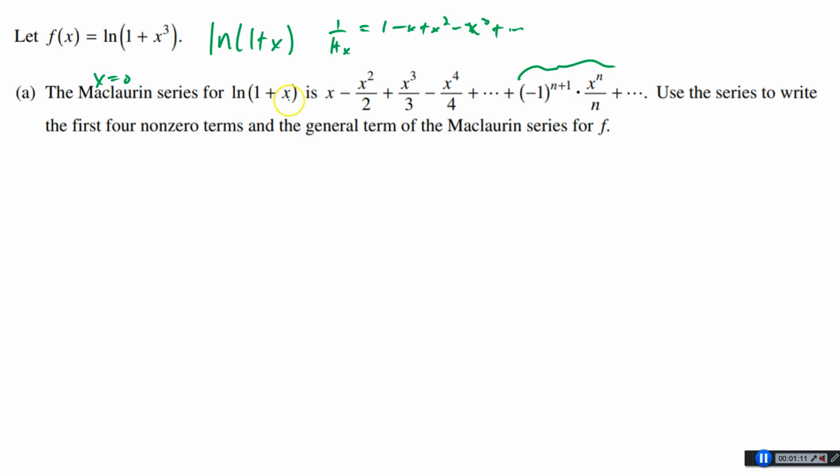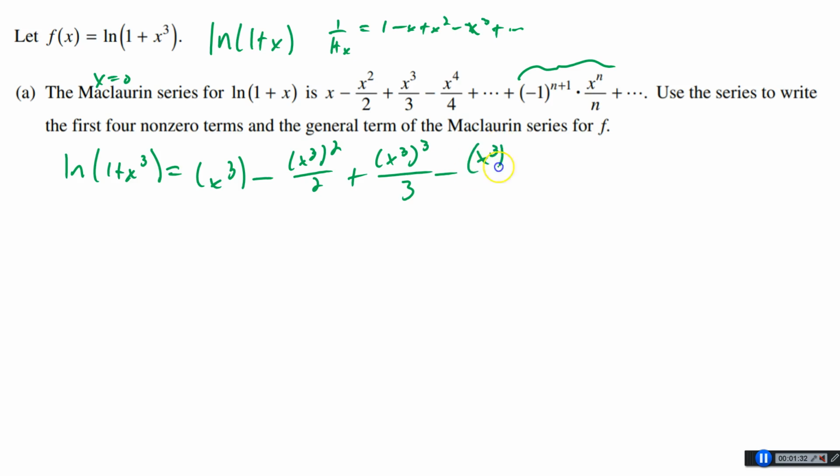So if this is ln of 1 plus x, I can get here by just replacing all the x's with x cubed. So ln of 1 plus x cubed is going to be x cubed minus, not plus, so minus x cubed squared over 2 plus x cubed cubed over 3 minus x cubed to the fourth over 4. So this is really just a building block problem. So 1, 2, 3, 4. That'll work. So if we simplify a little bit, make it prettier, x cubed minus, remember power to a power, you multiply, so x to the 6th over 2. Then plus x to the 9th over 3, and then minus x to the 12th over 4. And there are our first four terms.